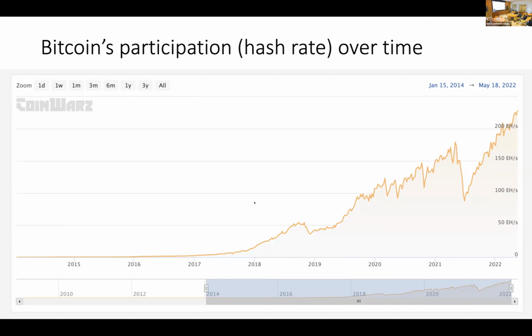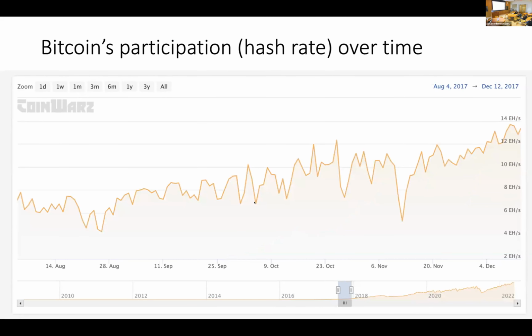Other than that, if you zoom into a small segment, you can also find sudden decreases in participation, possibly because the price crashed, so some of the miners no longer find it profitable to mine, and so they shut down their mining operation, and this results in a drop in participation. Some of those drops are almost dropping by half, and existing, classic Byzantine fault tolerant protocols cannot handle this.